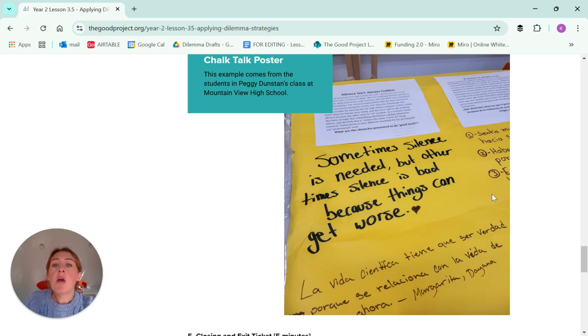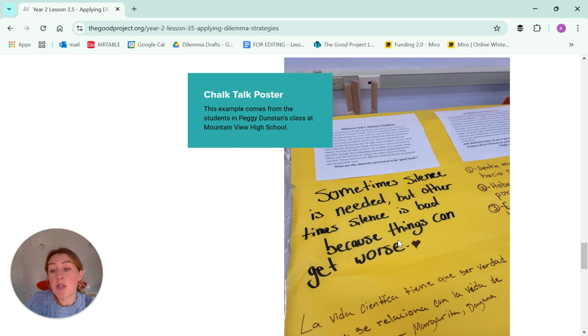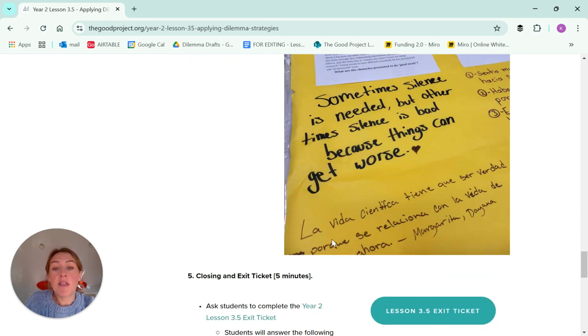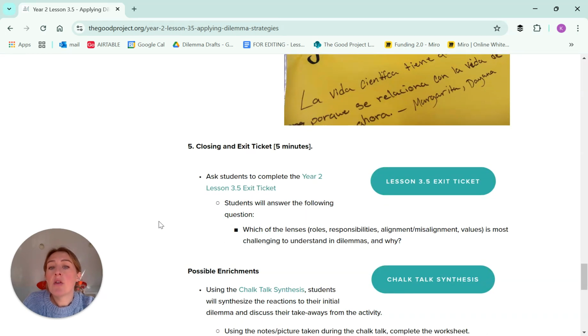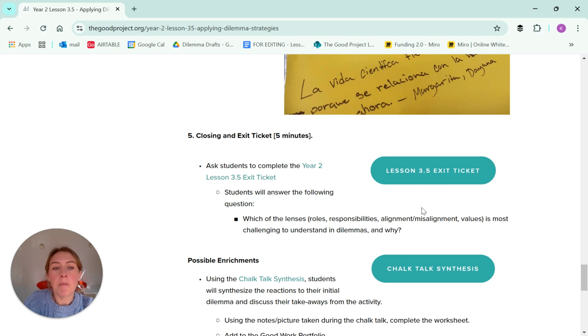Here is an example from Mountain View High School from Peggy Dunstan's class about what students had written and how it worked. She did it in her classroom when they did their Chalk Talk. And then finally, you're going to get to the closing and exit ticket. So you'll have students complete the Year 2 Lesson 3.5 exit ticket. And there, students get to describe which of the lenses is most challenging for them to understand and why. And as a teacher, this will give you a chance to see where students feel like they might need a little bit more clarification as we're rounding out this unit.